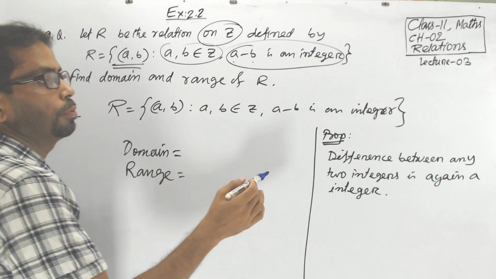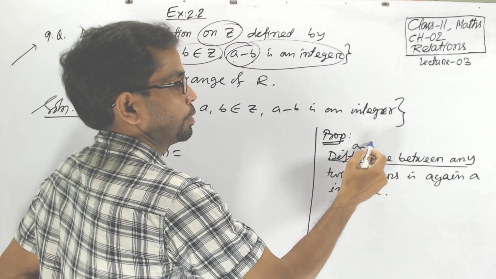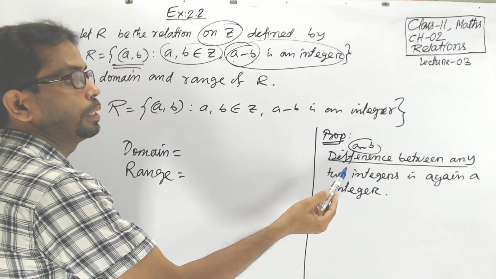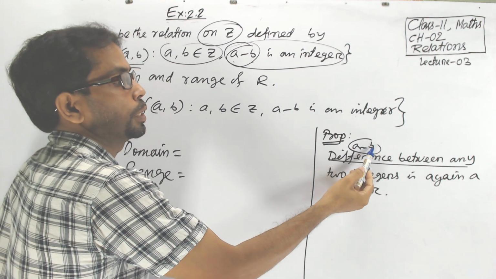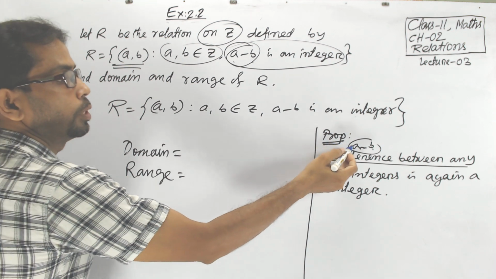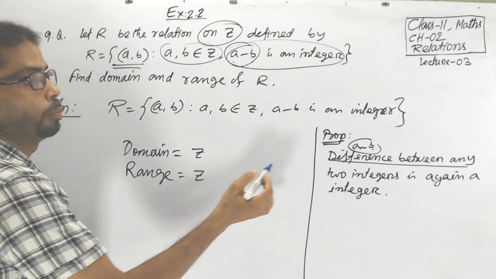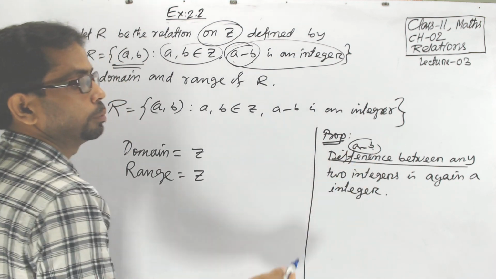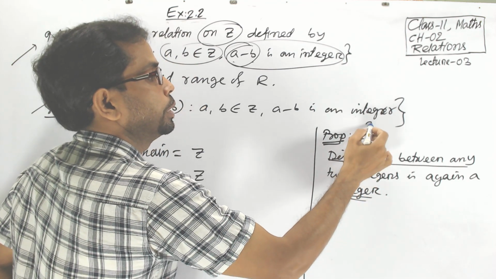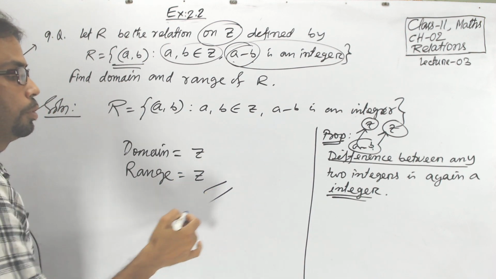Now we have a property of integers, difference between any two integers. Here it is minus. That's why I am taking the difference a minus b. This is the relation given. Difference between any two integers is again an integer. That means a can be any integer, b also can be any integer according to this property. That means domain is all the possible values of a, which is Z. Range also all the possible values of b, which is also Z. Because the difference between any two integers is again an integer. So this is the complete solution for this question.